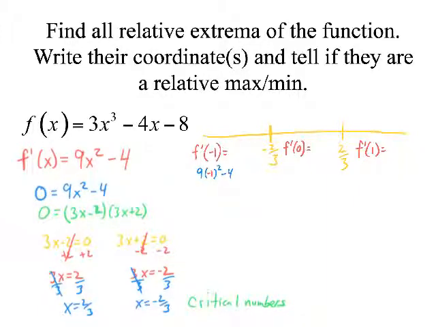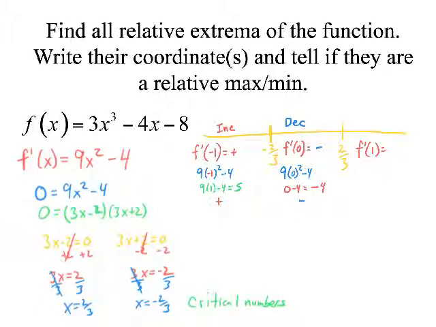I get 9 times 1 minus 4, which is equal to 5, which is positive. What that means, if it's positive, is that it is increasing here. So this is a positive value. Now let's try the next one. If I have 9 times 0 squared minus 4, that would be 0 minus 4, which is negative 4, a negative value, so we would call this decreasing because the slopes are negative there.